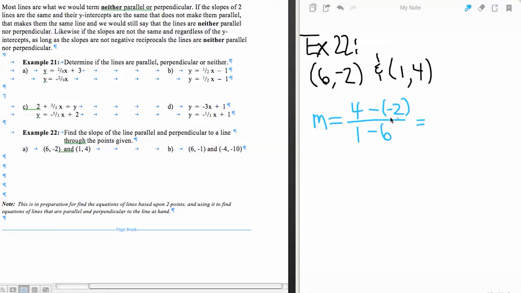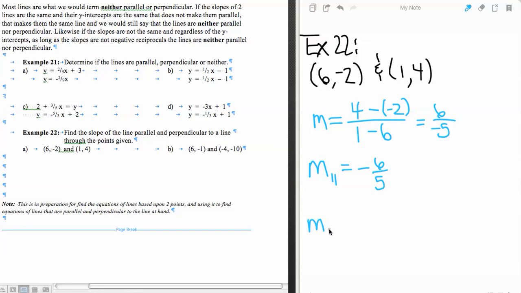And now we simplify. 4 minus a minus 2 is 4 plus 2, which is 6. And then 1 minus 6, which is a negative 5. So there's our slope there. So if I want the slope of a line parallel, I'm going to abbreviate that as m parallel. Parallel, remember, just means the same slope. So I'm going to write down same slope there.